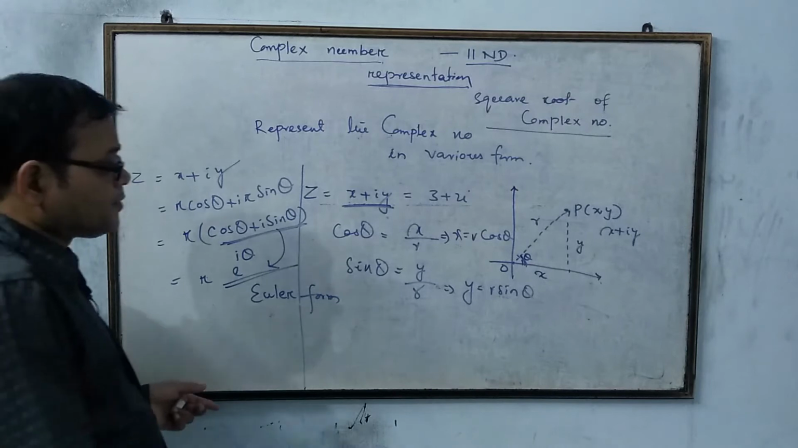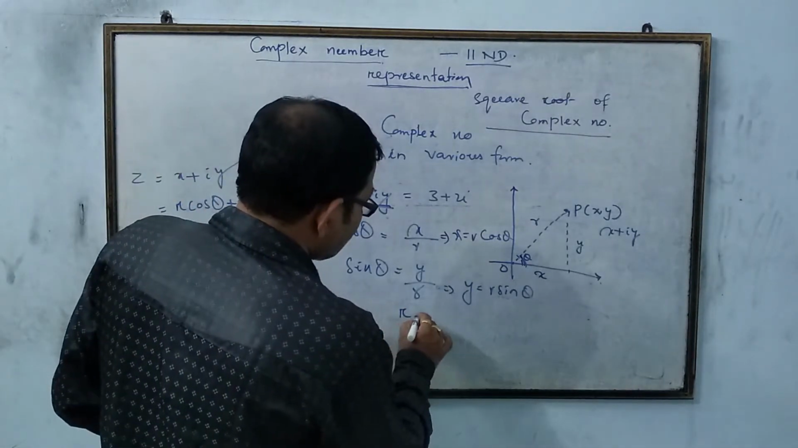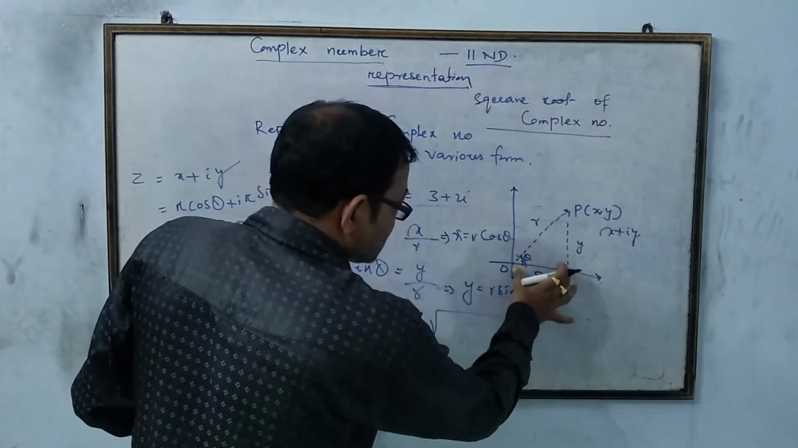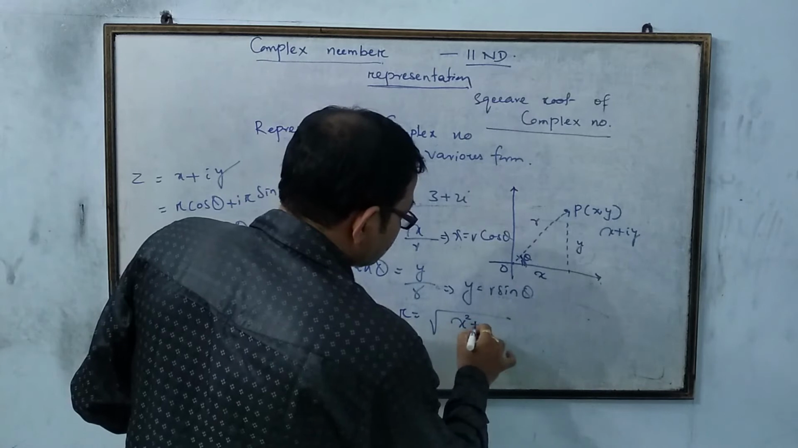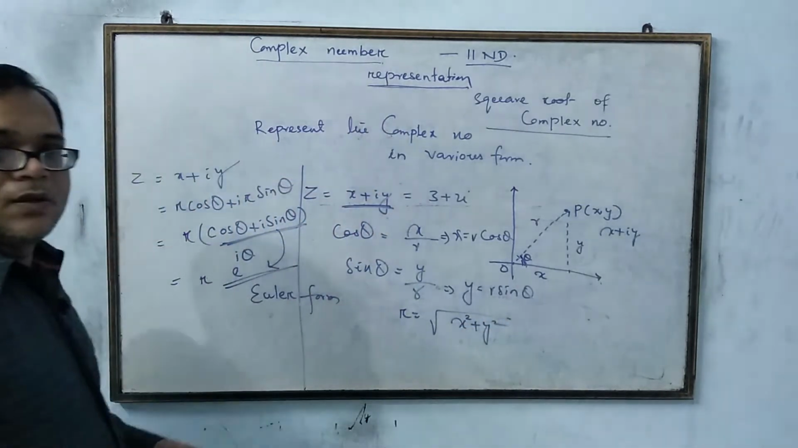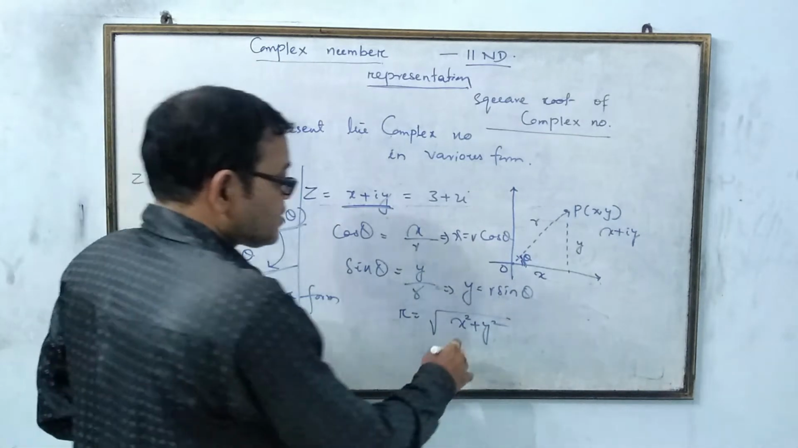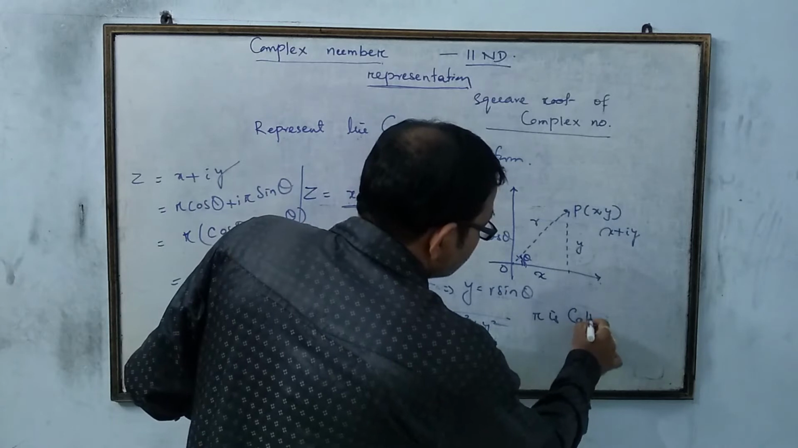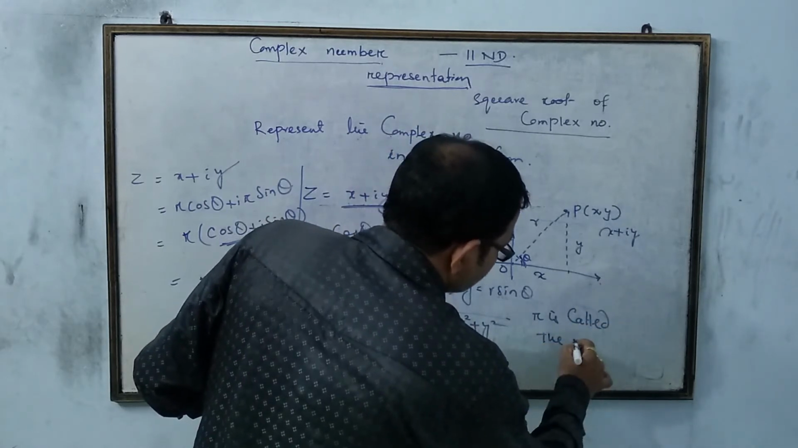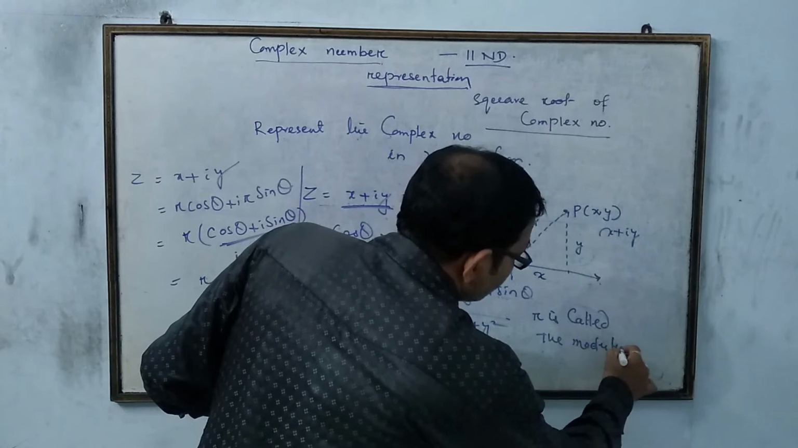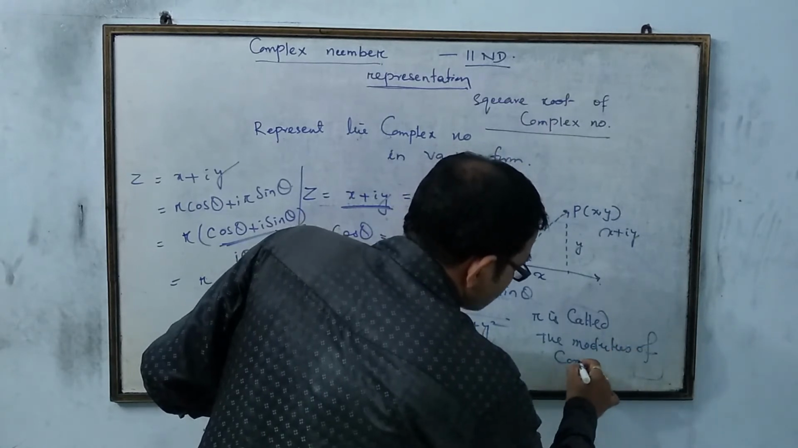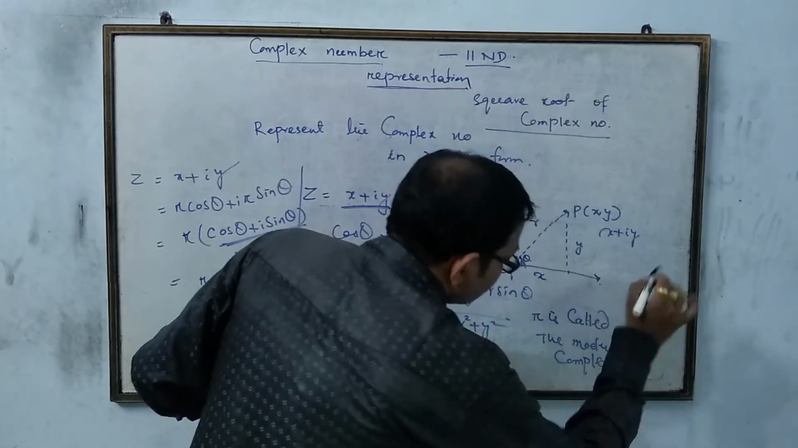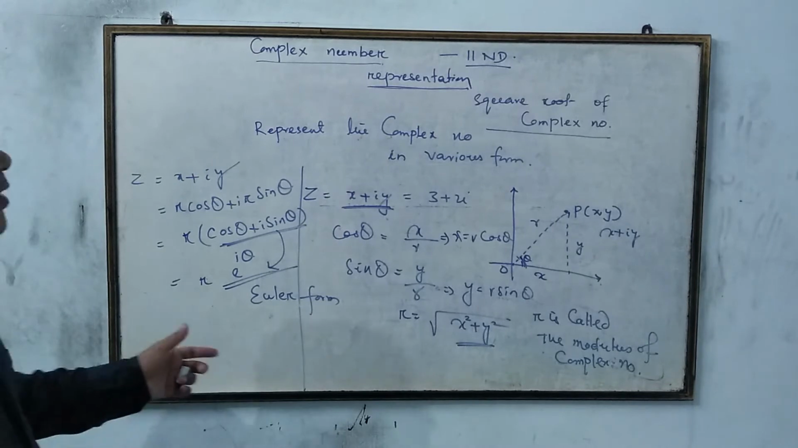Now what is r? You will say, sir, what is r? r is nothing but root over x square plus y square, by the Pythagoras theorem. r equals root over x square plus y square. Here r is called the modulus of the complex number.